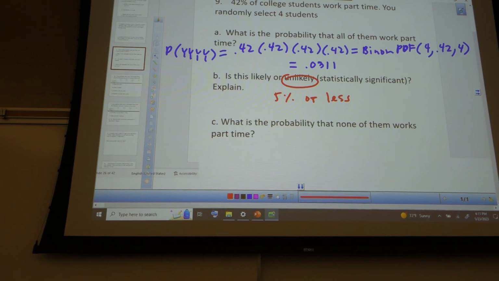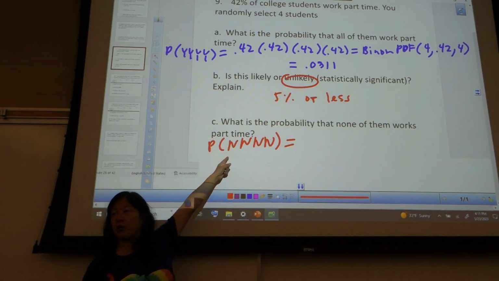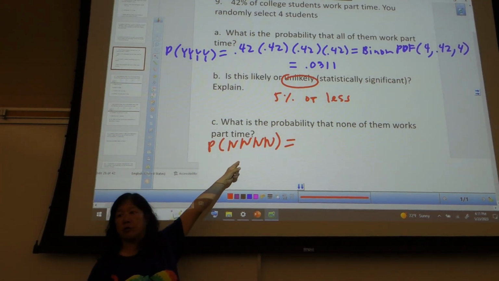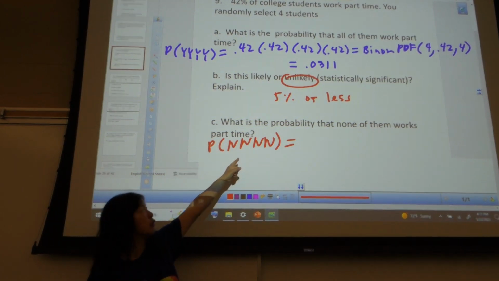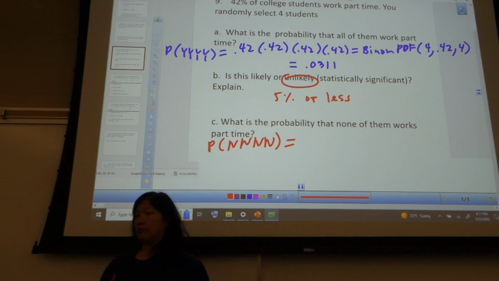Right? Let's see the probability of no, no, no, no. I get all 4 no's. So what's the probability the first person says no? Yeah. 0.58. That's not the answer for the whole problem. But it's the probability the first person says no. What's the probability the second person says no? Third person? 0.58. Yep, and last person? Yep.